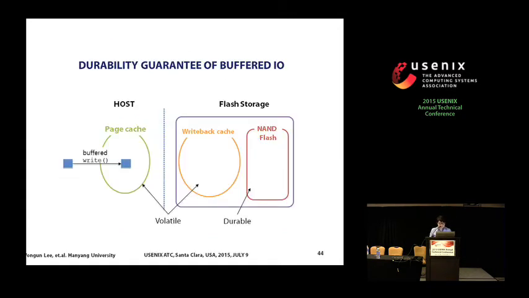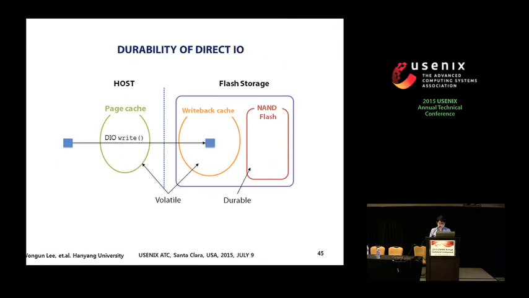Now, we discuss the durability issue. Using buffered I/O in original SQLite, data is written to the page cache when calling the write function. And data is synchronized to the storage surface by calling fsync or fdatasync. When you call direct I/O write, the data reaches only the write back cache of the flash storage. But to guarantee durability, the log in the cache should be written to the storage surface. Suppose the data is in the write back cache and the system crashes, then the data in the cache is lost.